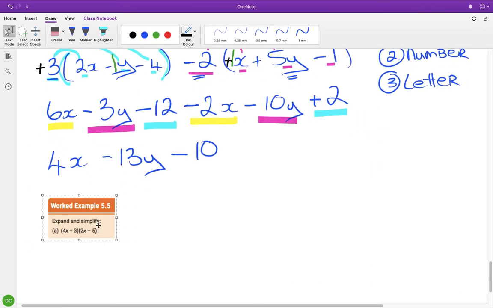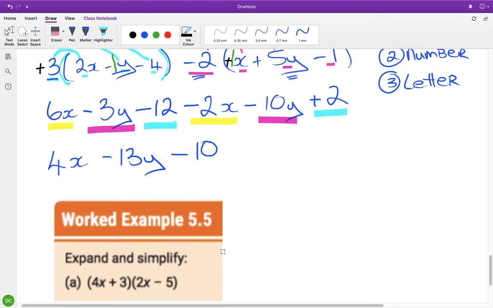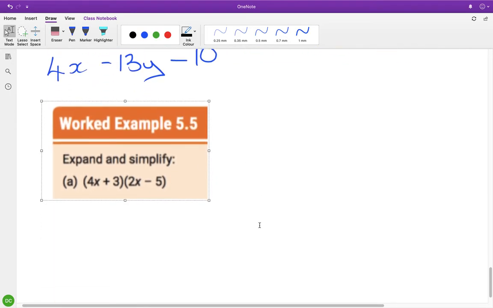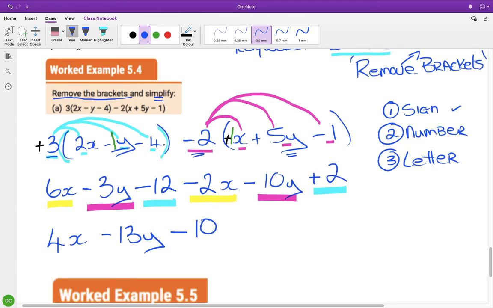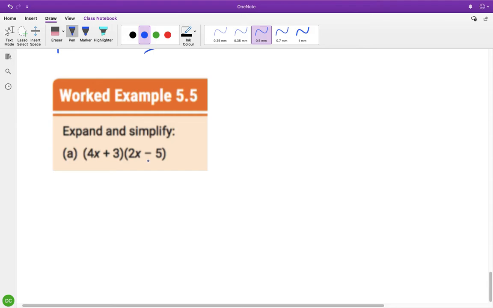So this is exactly the same question, okay? Look, this time they've used the word expand, so remove the brackets and simplify, expand and simplify, multiply and simplify, whichever way they say it, okay? This time we've got 2 brackets. So up here we had a number to be distributed across the first bracket and we had another number to be distributed across the second bracket. Here we don't have that, okay?